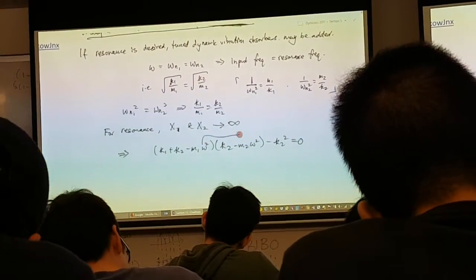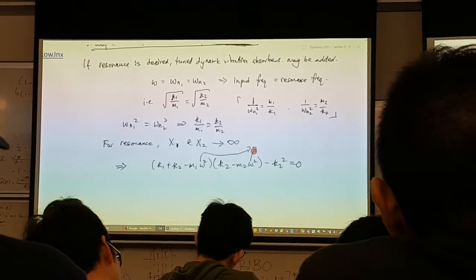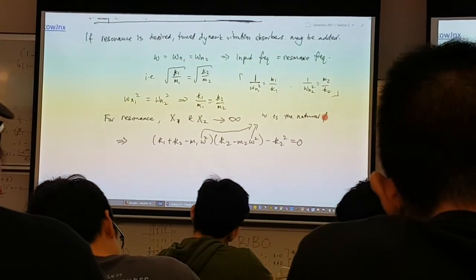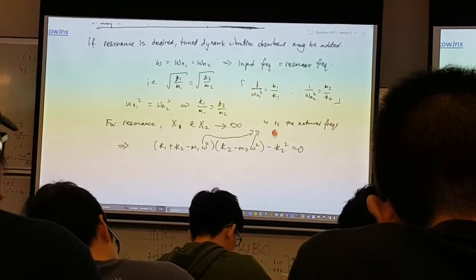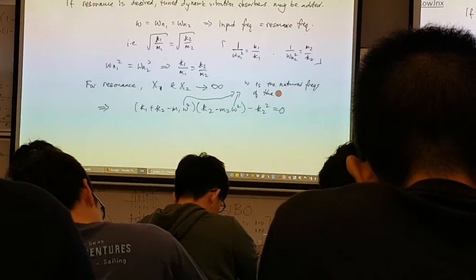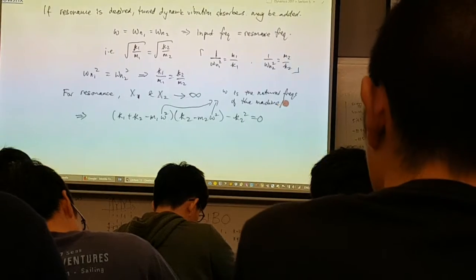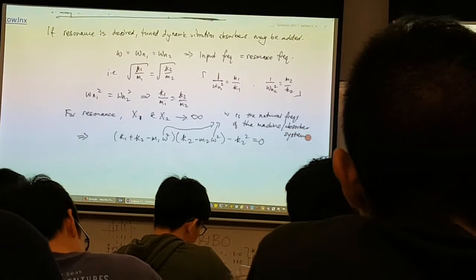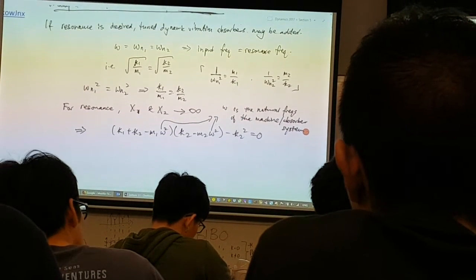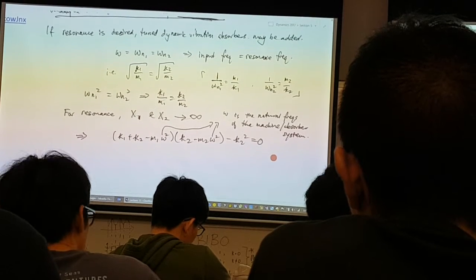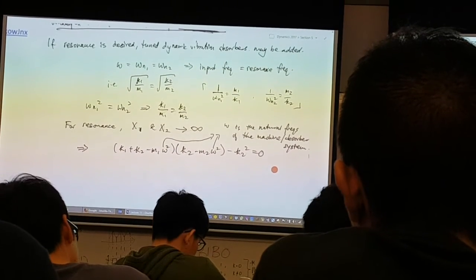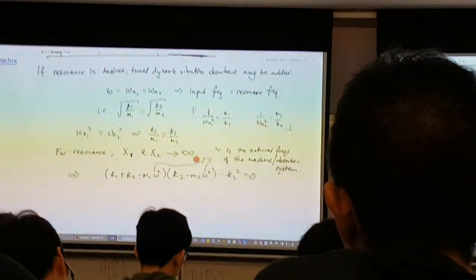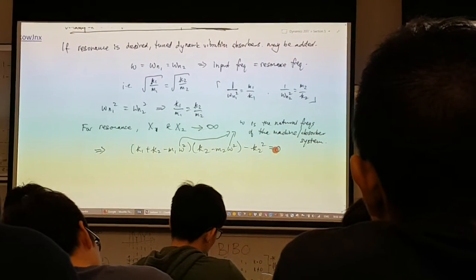So again, this omega over here, this omega is the natural frequencies, right, of the machine and the absorber system that's at the top, right, coincide with the operating frequency. That's where we want the whole system to be resonating. So since we want x1 and x2 to approach infinity, the determinant must be equal to 0.